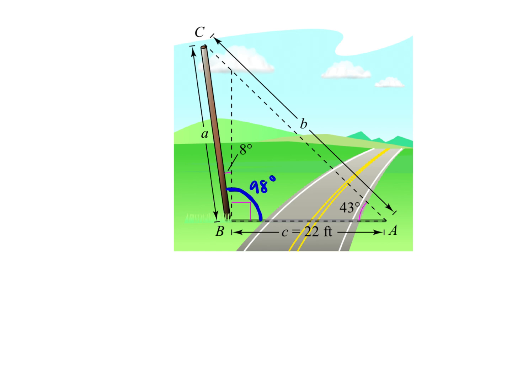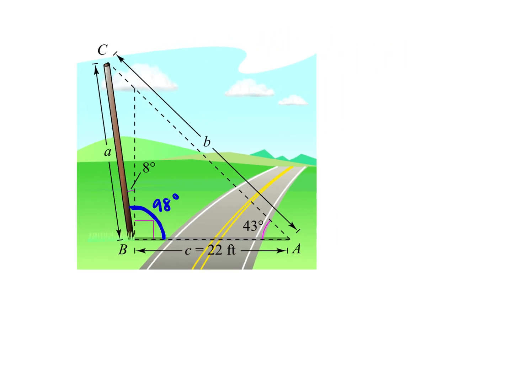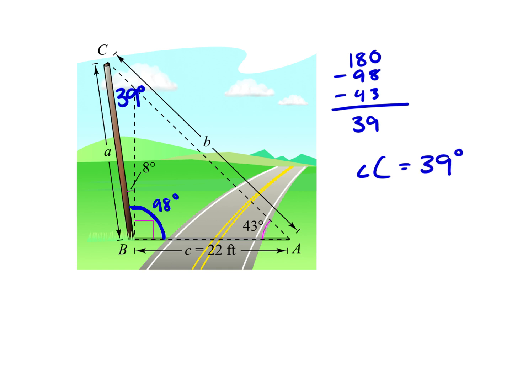So it gives us angle B, angle A. How can we find angle C? Awesome. 180 minus angle A and angle B. So we can do 180 minus 98 minus 43. Let's just plug that into our calculator. So we get 39. 39 what? Degrees. So angle C is 39 degrees.